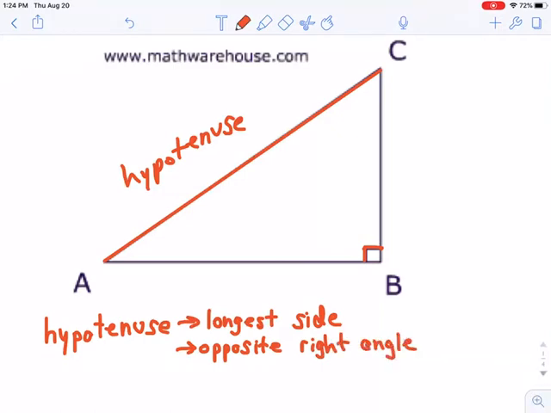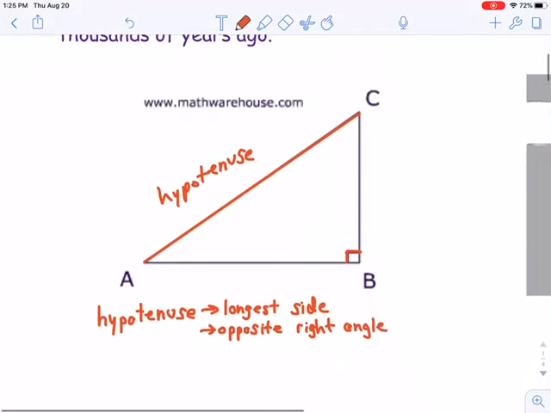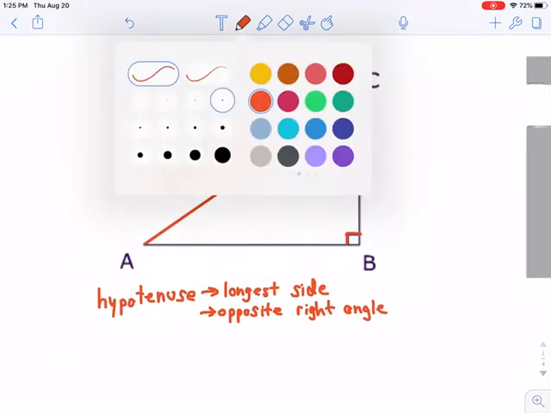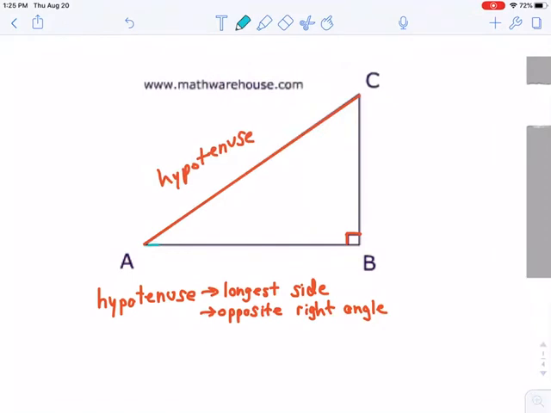So that's some hypotenuse facts. Every right triangle that has existed in the past, present, or that will be drawn in the future, the hypotenuse is always the longest side. If you can draw me a right triangle where the hypotenuse is not the longest side, I'll give you $1 million.